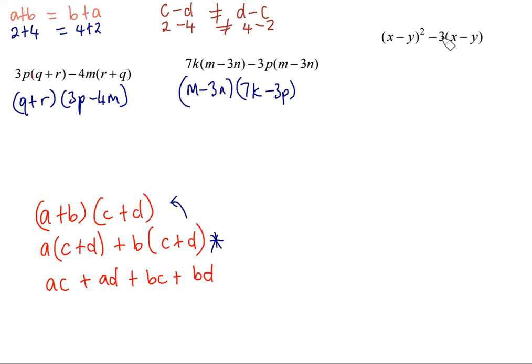Then let's see what we have here. We can see that what's common here is x minus y. So we're going to say x minus y. And on this one here, we're going to be left with x minus y, because it's x minus y into x minus y squared. Then it's going to be x minus y minus 3. So that becomes our final answer.